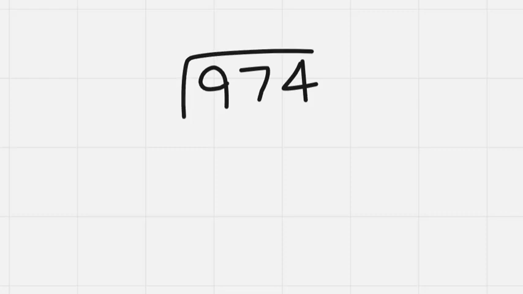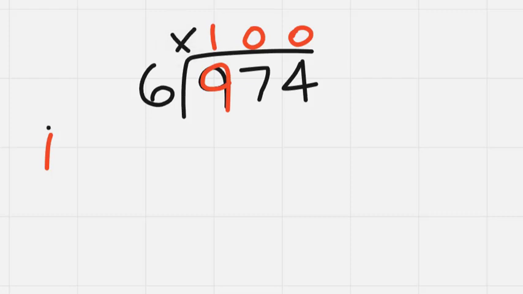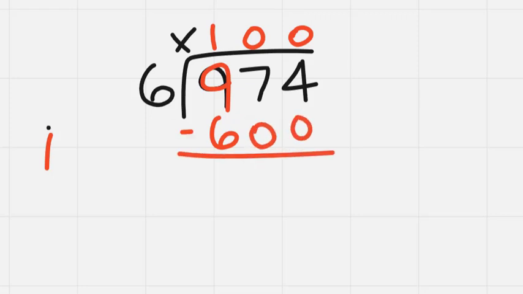Our next problem is 974 divided by 6. We'll begin by looking at the 9. Let's count by 6. 6, 12. That's too high, so we stop at 6. We'll put a 1 on top, along with 2 zeros, and then we multiply. 6 times 1 is 6, and then we add the 2 zeros. Then it's time to subtract.